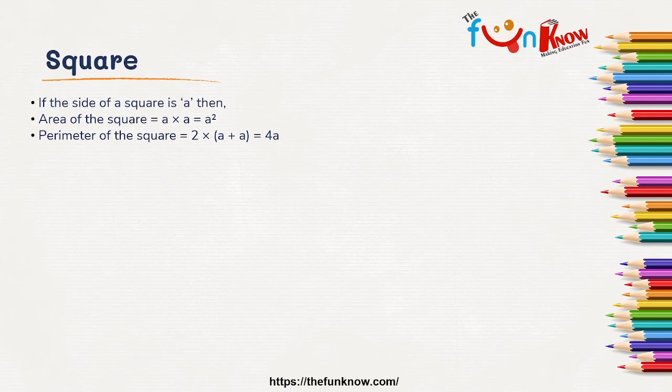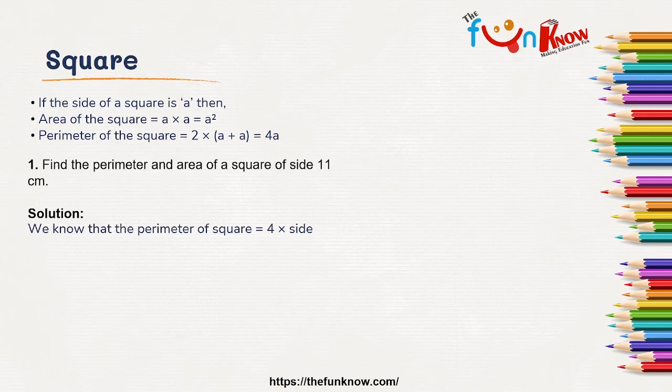Remember, the area of the square will be A square itself, and the perimeter of the square will be 4A. And here A is the side of the square. Do not forget that. A will be the side of the square.